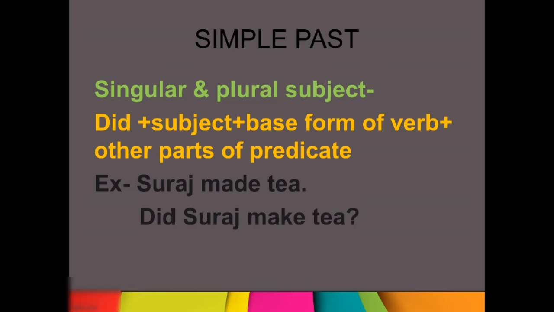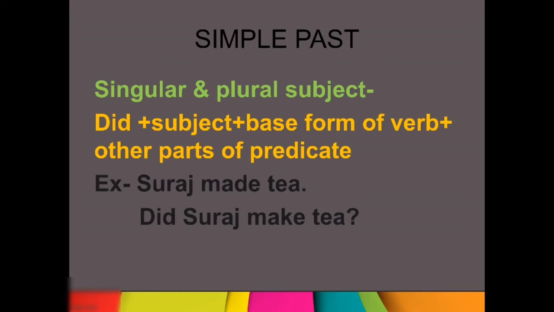Let's take example again. सूरज made tea. देखो ये sentence past में है ना कि सूरज ने टी बनाई. Okay, so in this case what we will do? Did plus subject, that is Suraj. Did Suraj make tea? Okay, make क्यों use किया? Because it is the base form. जो आपका exact verb है वो क्या है? make ही तो है. made तो उसका next form है, right? So did Suraj make tea and question mark.